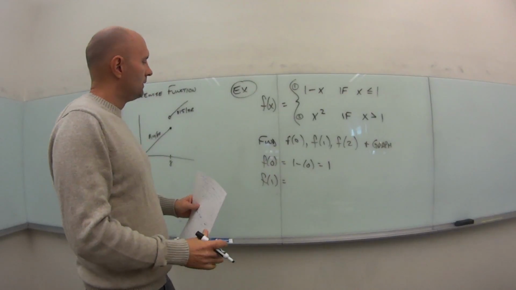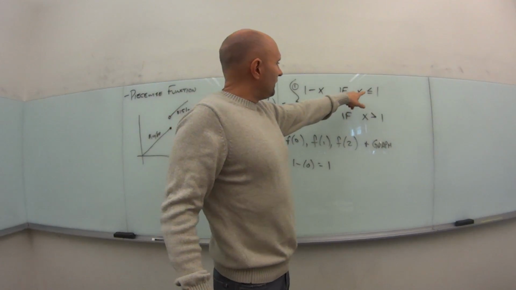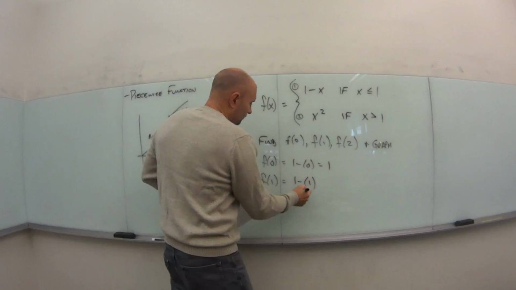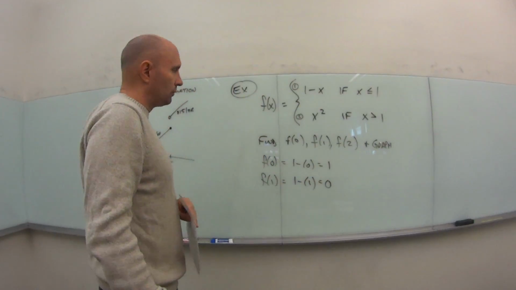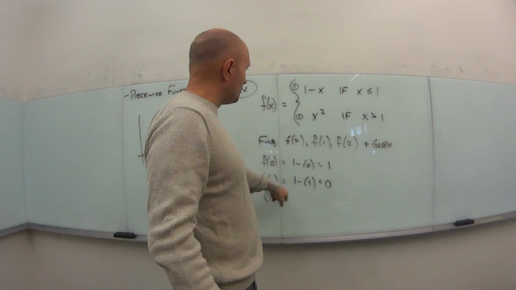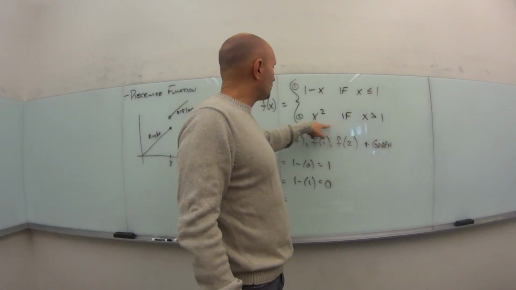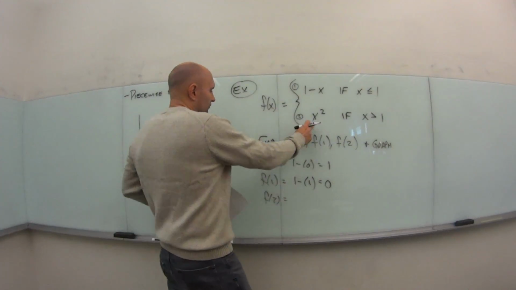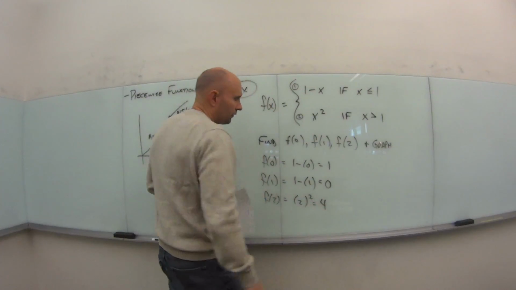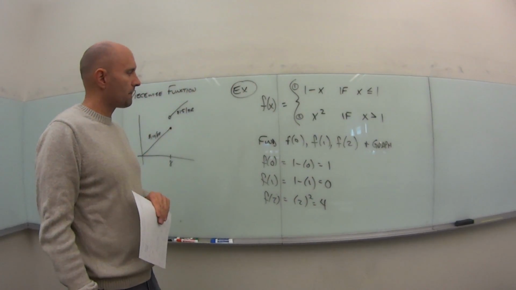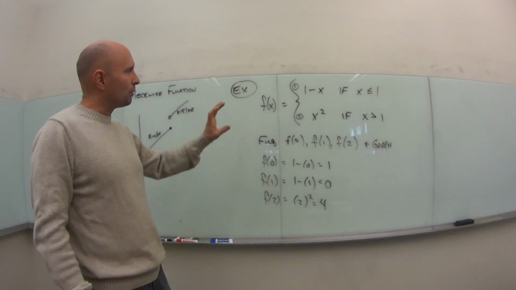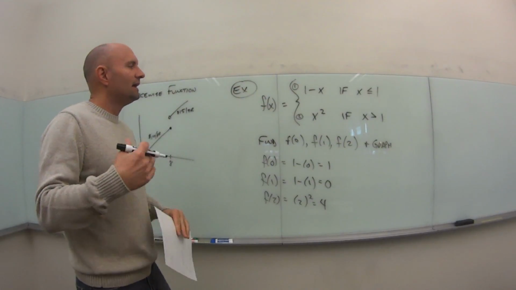f of 1 is what? That means x is 1. Well, when x is 1, we're still using the first function. So 1 minus x, 1 minus 1, is 0. And then lastly, f of 2. When x is 2, x is greater than 1, so we're now using equation 2. Now we're not using 1 minus 2, we're using 2 squared, and 2 squared is 4. So that's our three values evaluated at those specific points, and how we figure out which equation we're using. Now we have to graph it.